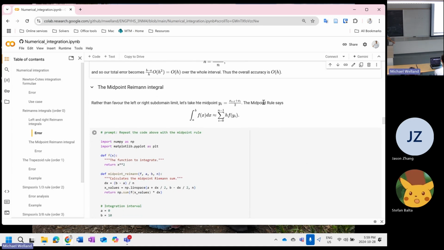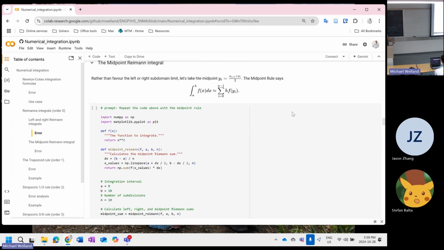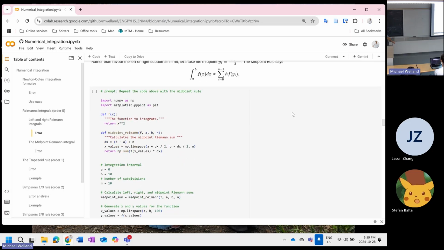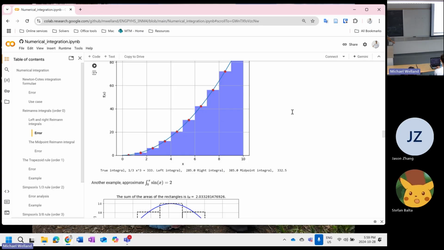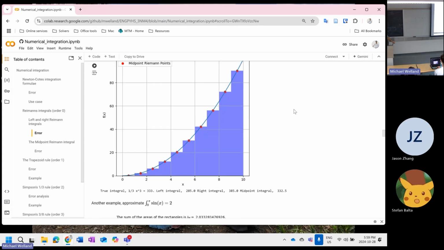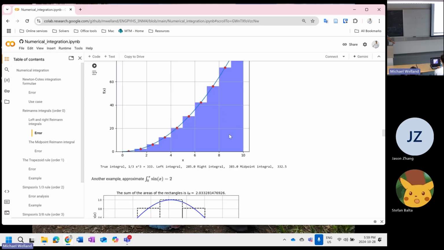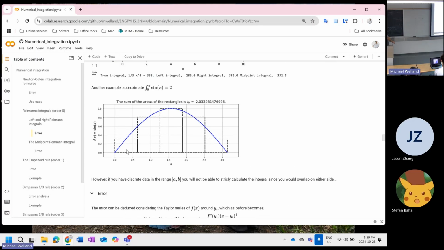So the idea with a midpoint is quite literally now you're taking the middle of that subdomain. When you do it, you get something that looks like this, and you see that the midpoint integral is a whole lot better. So this is another example.